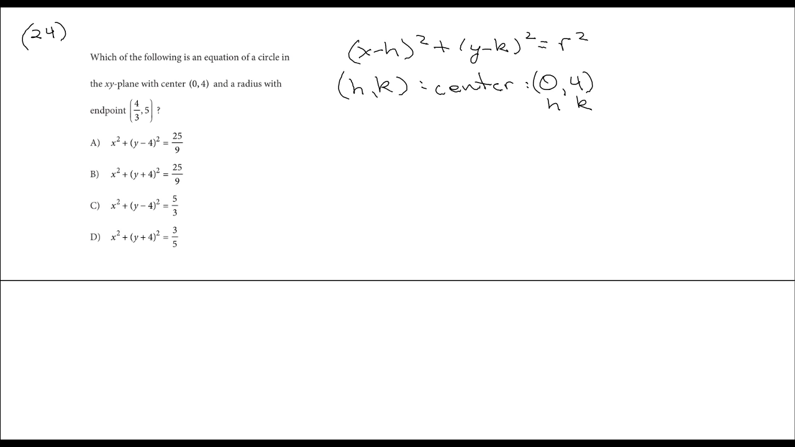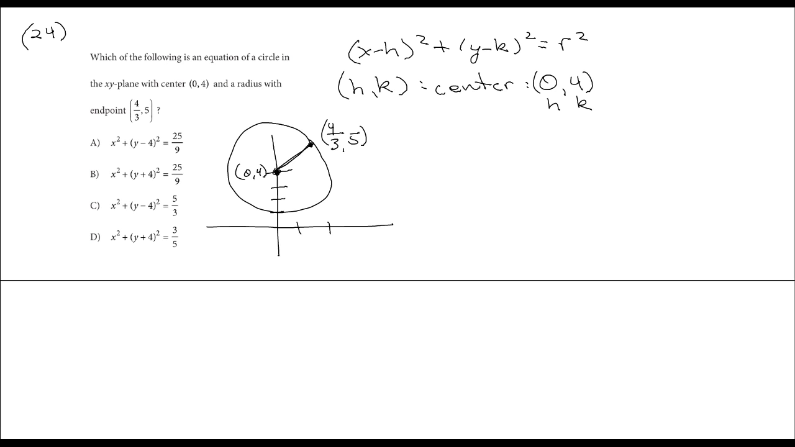And let's see, they tell me an endpoint on the circle. So some particular point on the circle. Let me graph this real quick. So (0, 4) is the center, so right here. And then 4/3, which is like 1 1/3. So (1 1/3, 5) would be like that. And that point is going to be on the circle. So the circle is about like this. And here's (0, 4), and here's (4/3, 5).